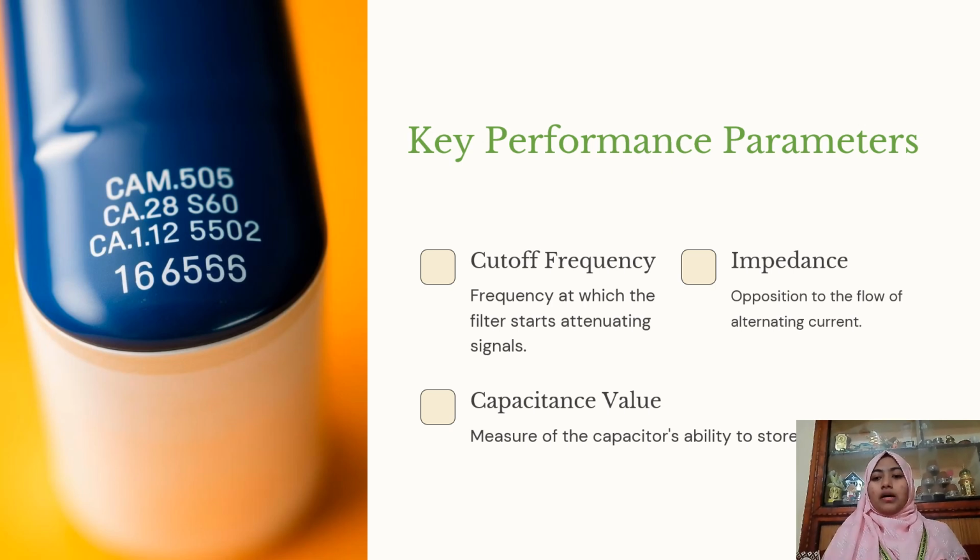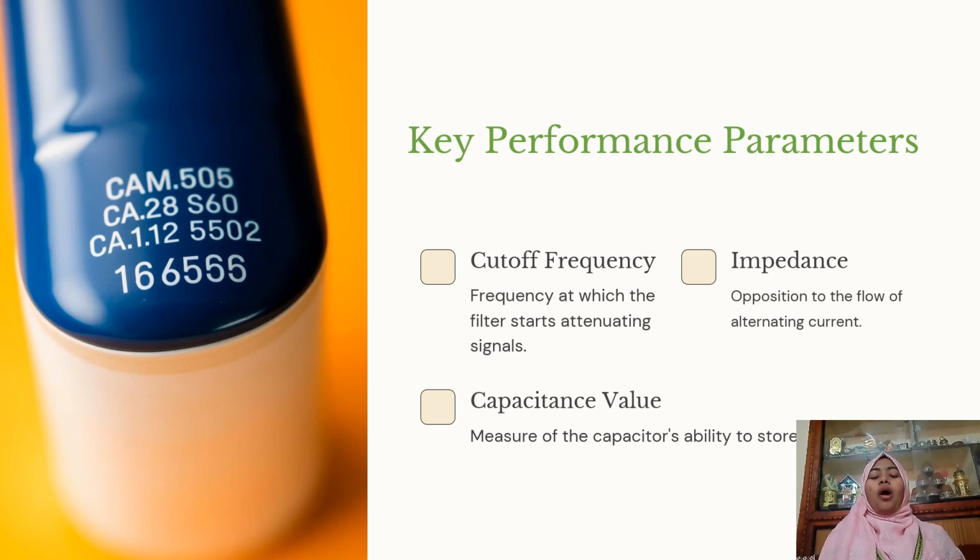Let's move to key performance parameters. These capacitor filters are very essential electronic components, and hence they have very good performance. Their performance is analyzed based on parameters like cutoff frequency, impedance, and capacitance value. The first key parameter is cutoff frequency: the frequency at which the filter starts attenuating signals.